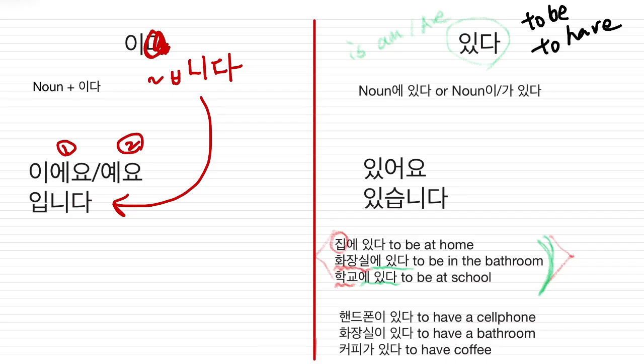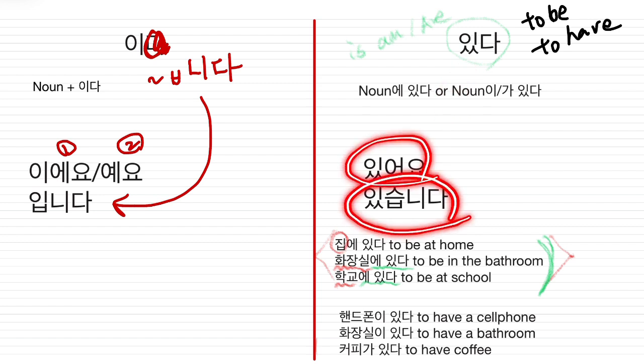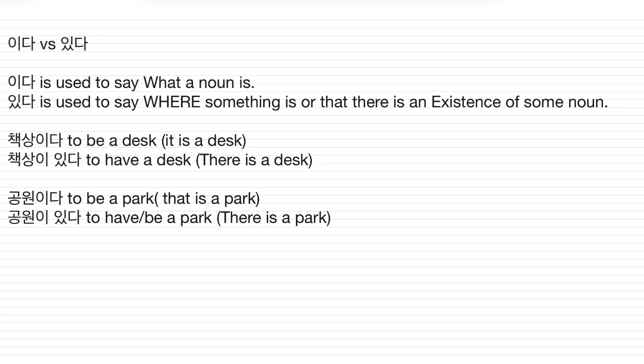Okay? So the role of 있다, meaning to be or to have, depends on the sentence. Something 에 있다 or something 이/가 있다. It has two conjugations: 있어요 and then 있습니다. Let's think about this. 이다 is used to say what a noun is. And then 있다 is used to say where something is or that there is an existence of some noun.